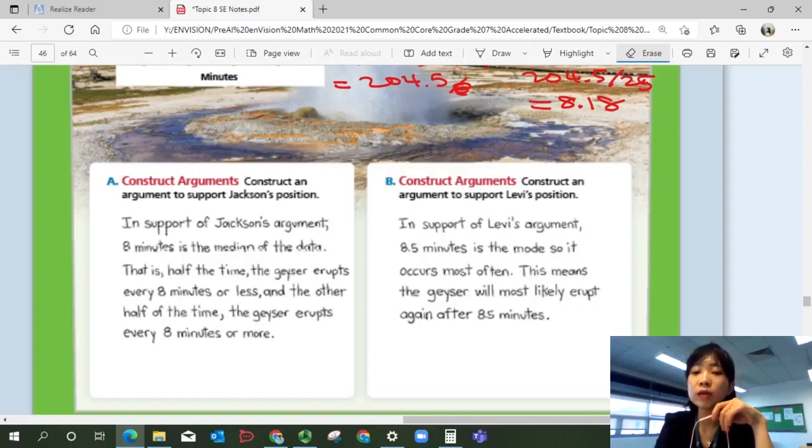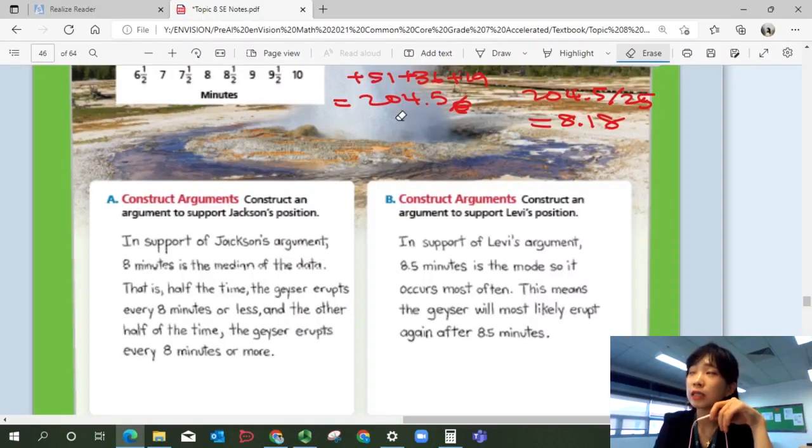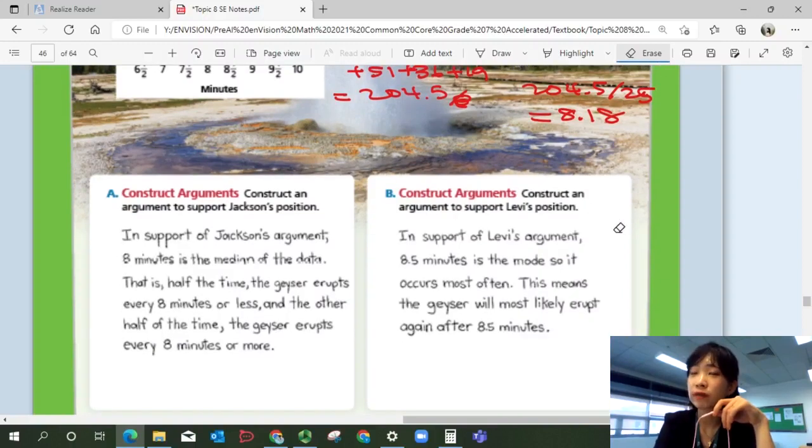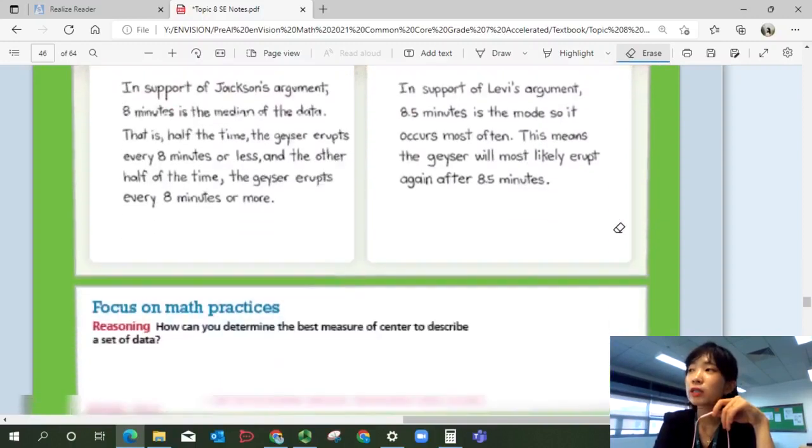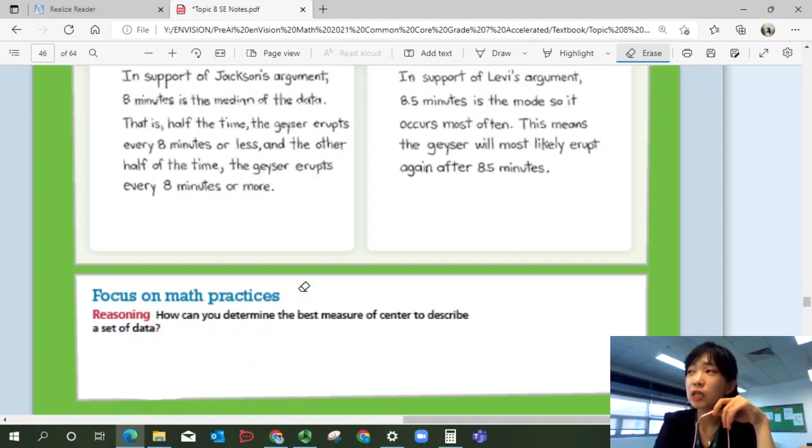So both reasons could be good because they're based on the data, and the inferences were made from the data and the measures of variability. Let's look at Focus on Math Practices. How can you determine the best measure of center to describe a set of data? So what is really the best measure of center?